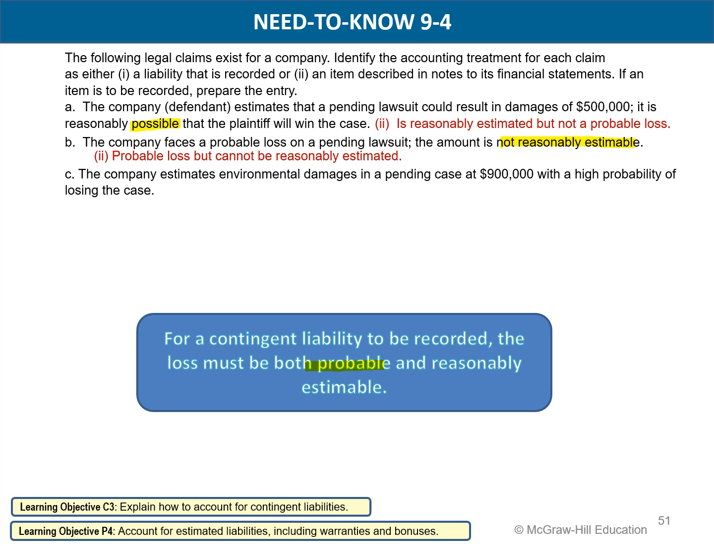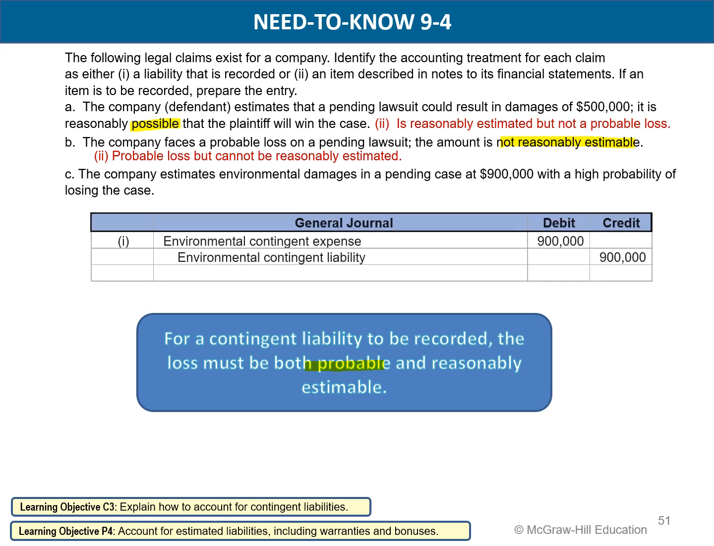Then in letter C, the company estimates environmental damages in a pending case of $900,000 with a high probability of losing. That's a contingent liability. So you would record environmental contingent expense of $900,000, and you would record an environmental contingent liability with a credit of $900,000. Okay?